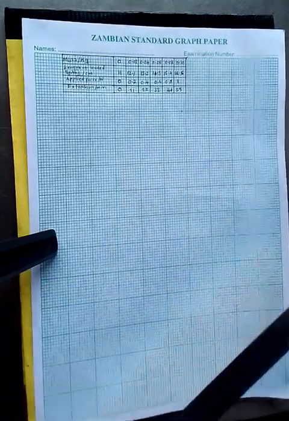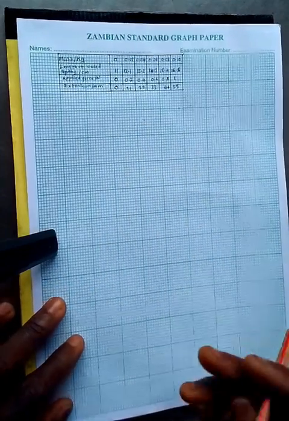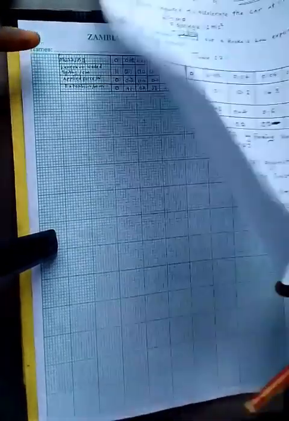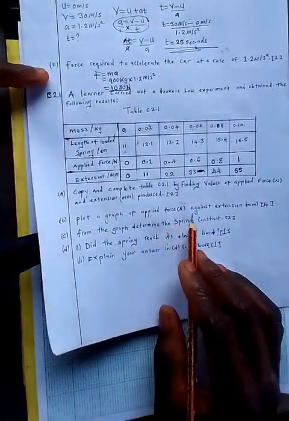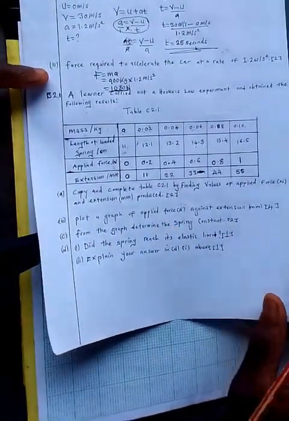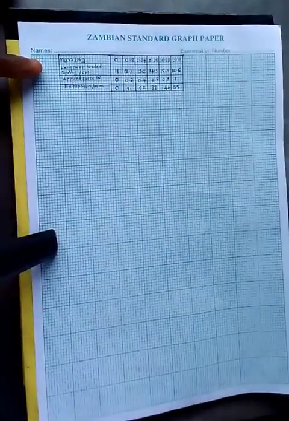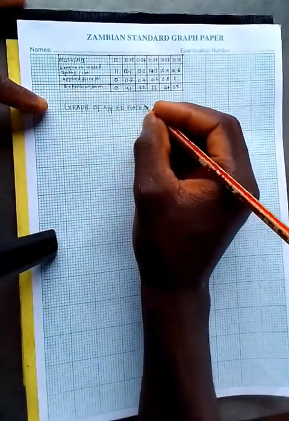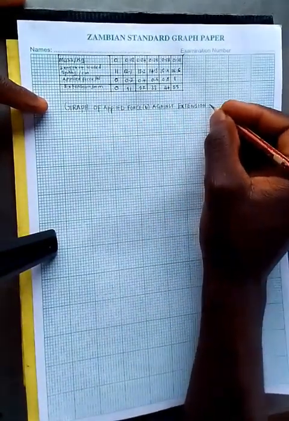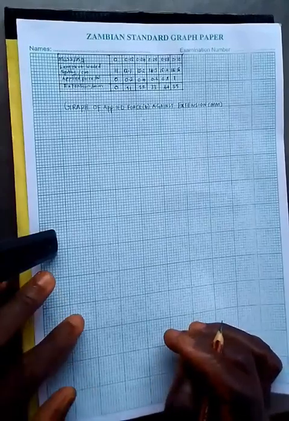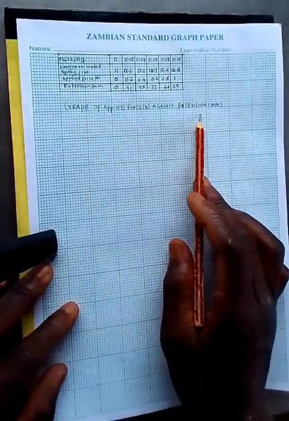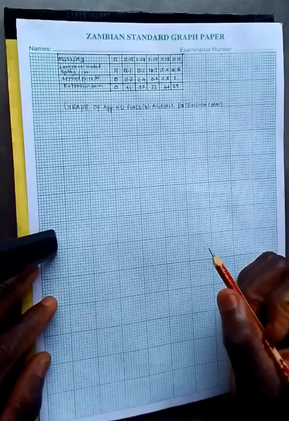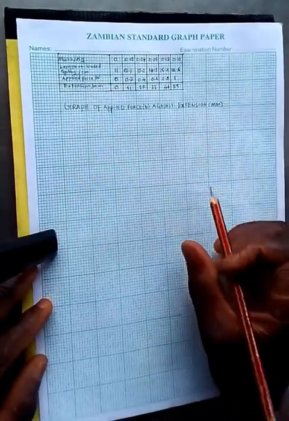But one thing that you need to know is that every graph should have a title. So I'm going to start with the title. Since the question was saying we need to plot a graph of applied force against extension, we are going to say the graph of applied force against extension. So that is how you're supposed to write the title of the graph. And if you write in small letters, you're supposed to underline. Okay.